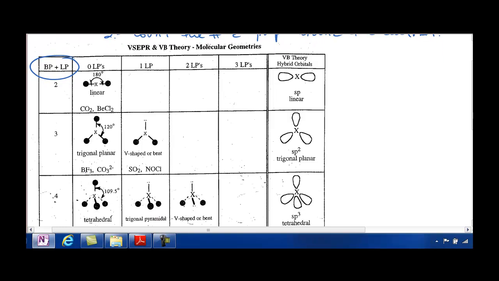When we did BF3, we did Lewis for BF3. Now we ended up with boron in the middle, fluorine, fluorine, fluorine. Three groups of electrons around the central atom. They repel each other, and they're going to be 120 degrees apart. So the shape would be what? The electronic geometry would be triangular, or trigonal planar.